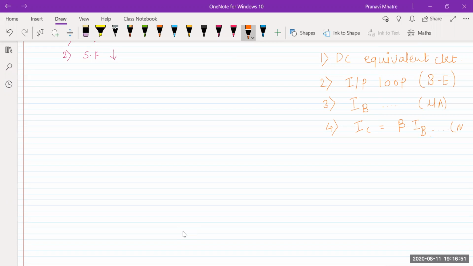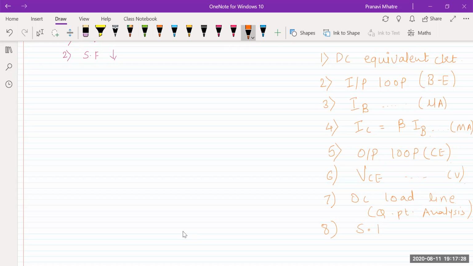Make sure you get IC in milliamps. Apply the output loop, which is between collector and emitter. From this, find the voltage VCE, which should be in volts. After getting this, draw the DC load line, that is the Q point analysis, and the last point is to find the stability factor for that particular circuit.